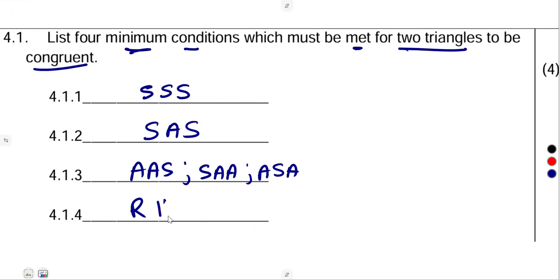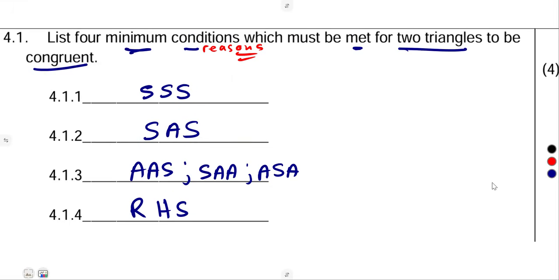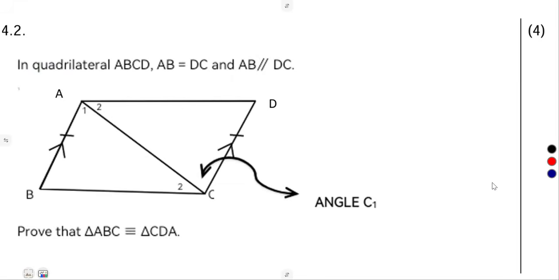There is right angle, hypotenuse, side. Those are the conditions, guys, for your triangles to be congruent. The conditions, those are the reasons that you put there when you say 2 triangles are congruent. There's a reason that you put. What is the reason? We can have any of these. Remember, we mentioned this on our introduction.